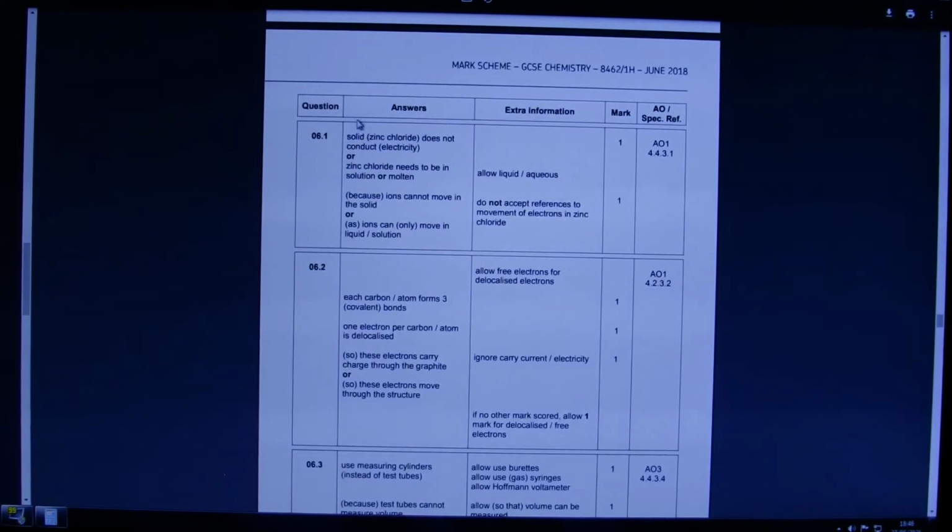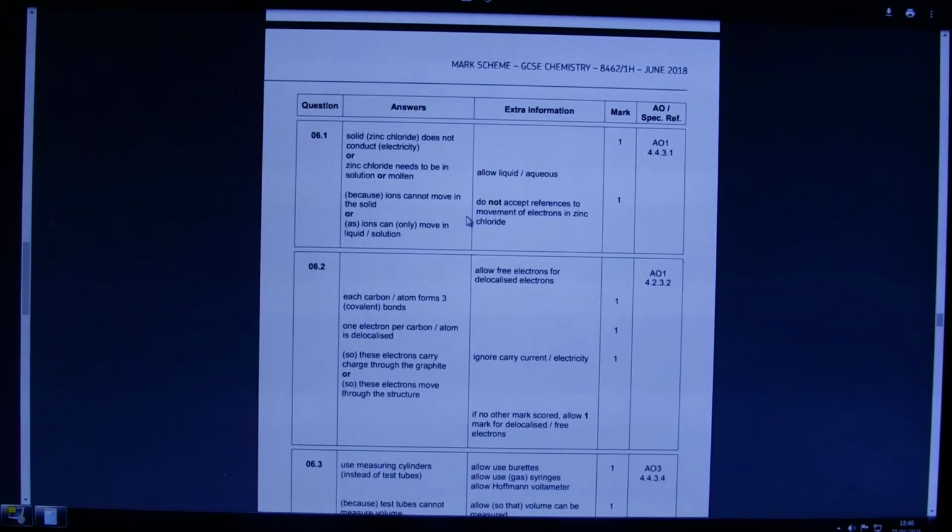Why would electrolysis not happen? Because solid zinc chloride does not conduct electricity? Okay. But yeah, I said because ions can't move in the solid, or only move in liquid or in solution. Yes.